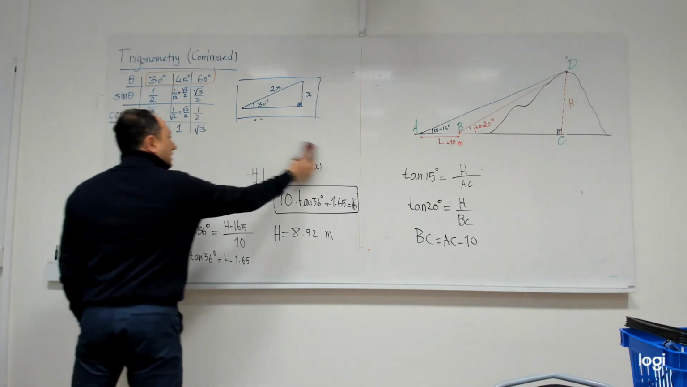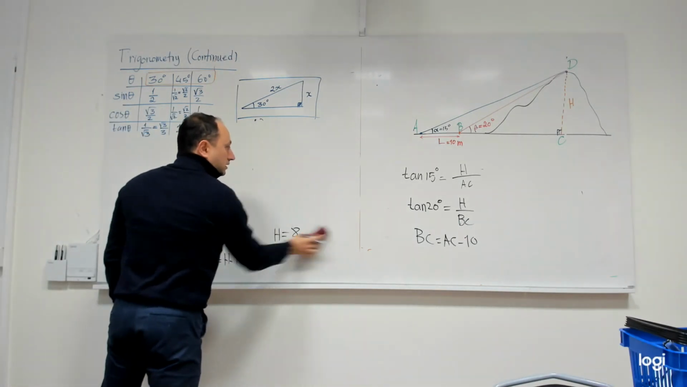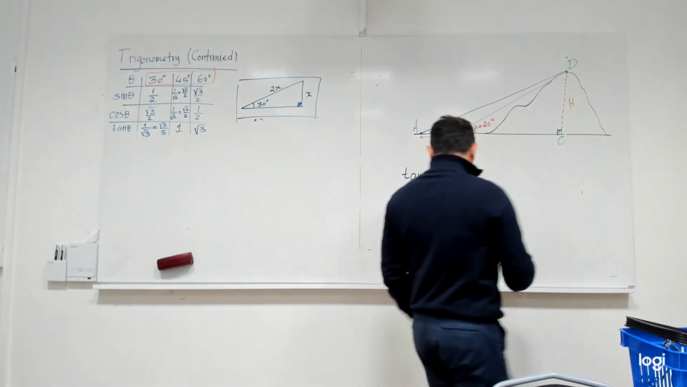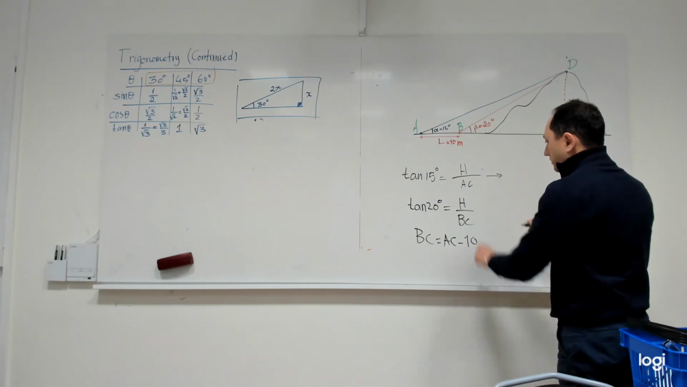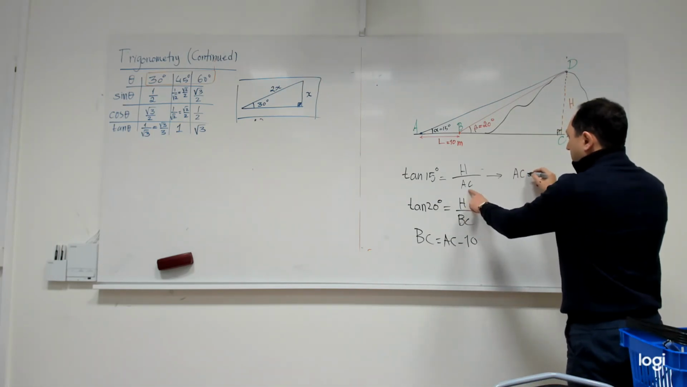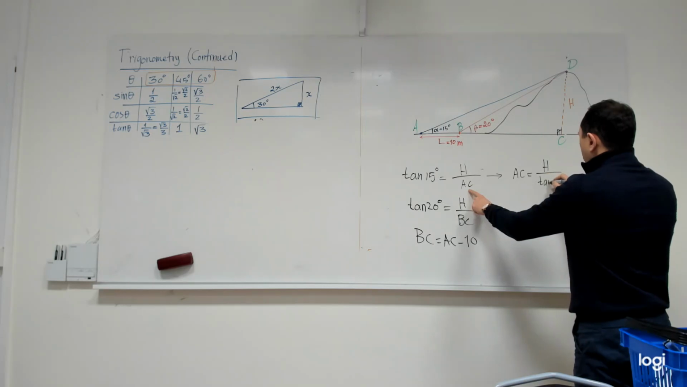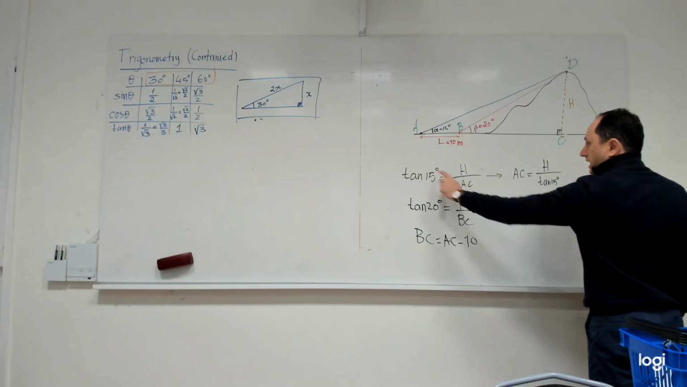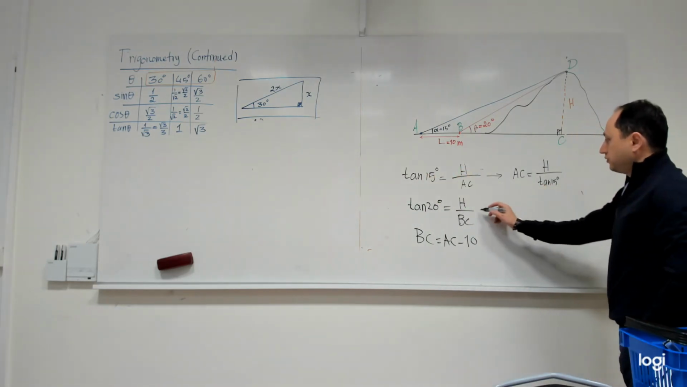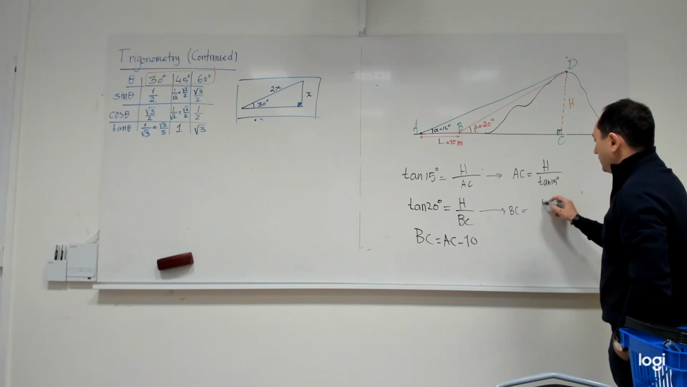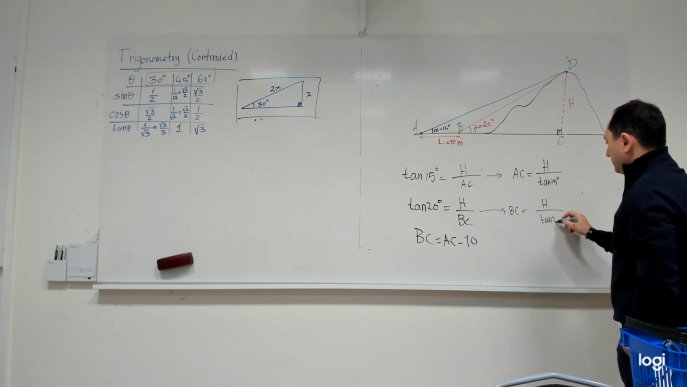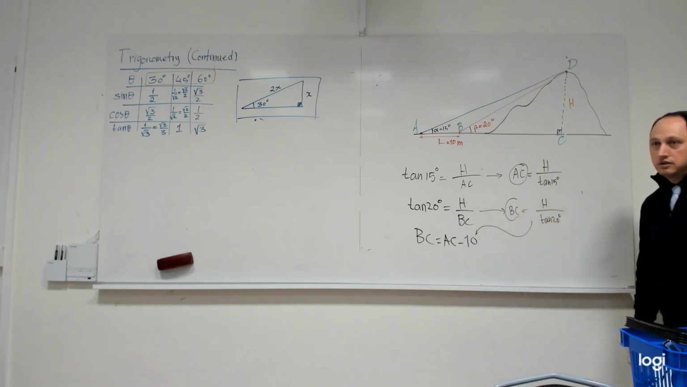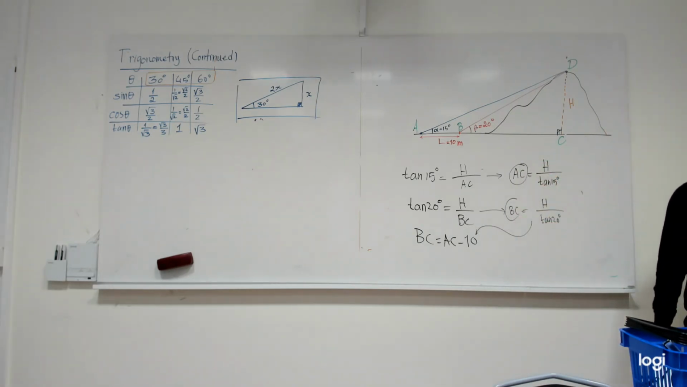So what can I do now? What can I do here? I will start, for example, from here. I want you to tell me, do you understand here? If I write AC is equal to h over tangent of 15, do you agree with me or not? Yes? So this means that AC is equal to h divided by that. So from here I can conclude that BC is h divided by tangent of 20. And I take this one and put it in this equation. Then I have the only unknown left for me, and that is h.